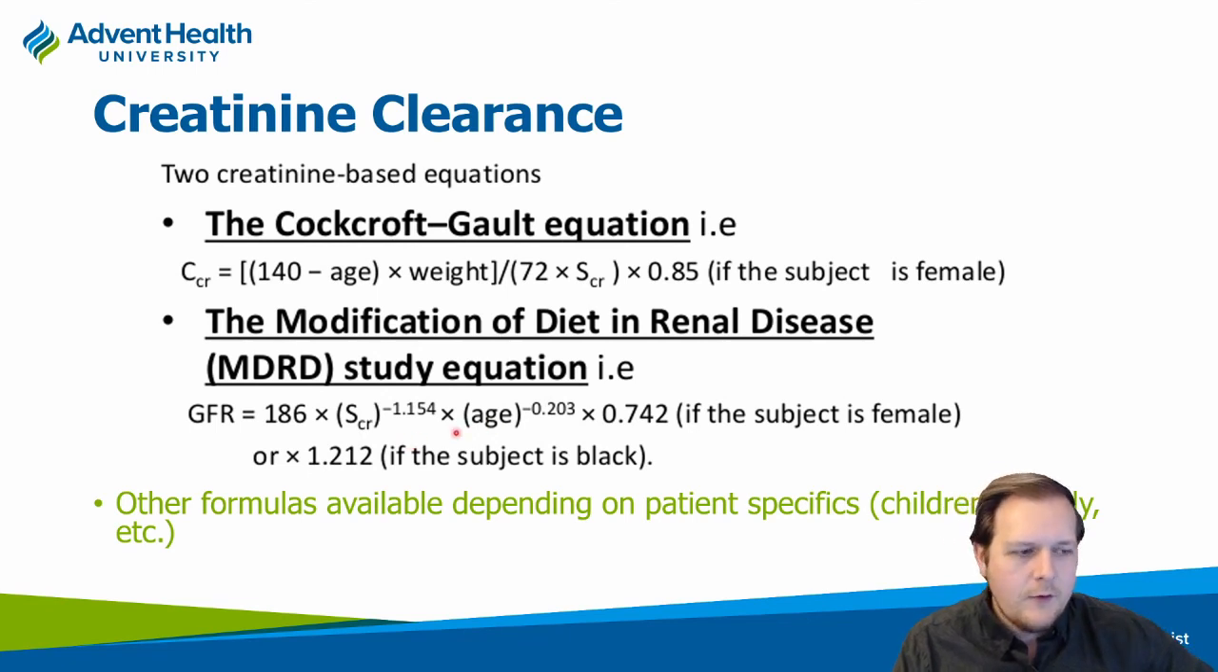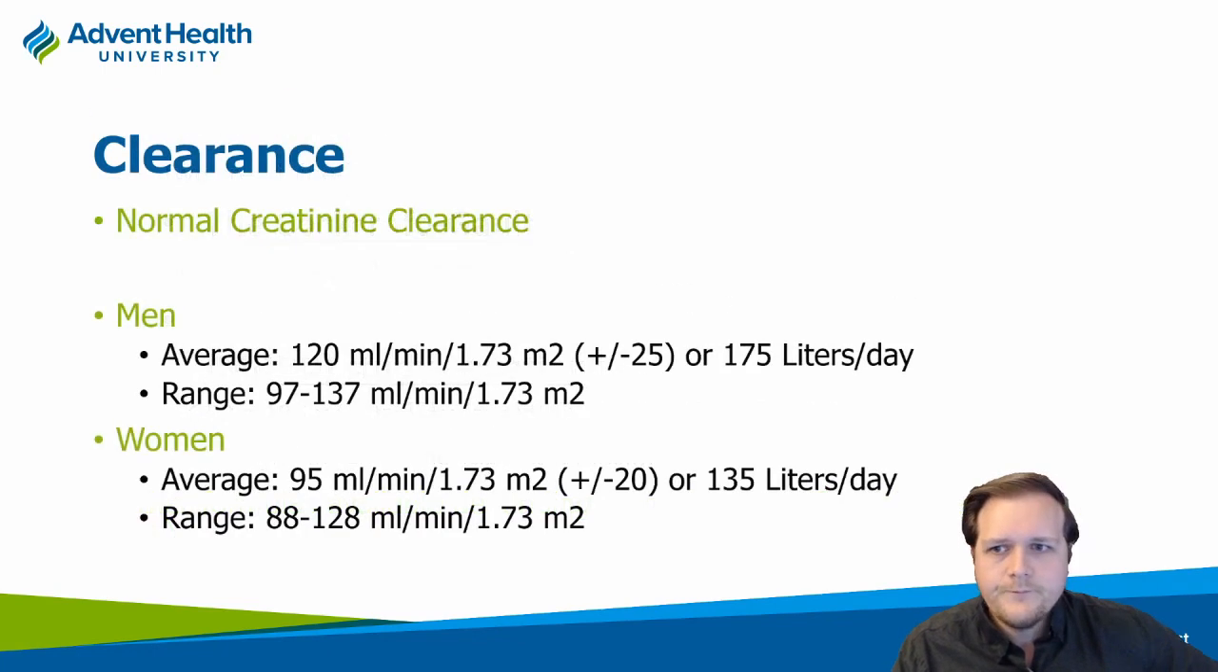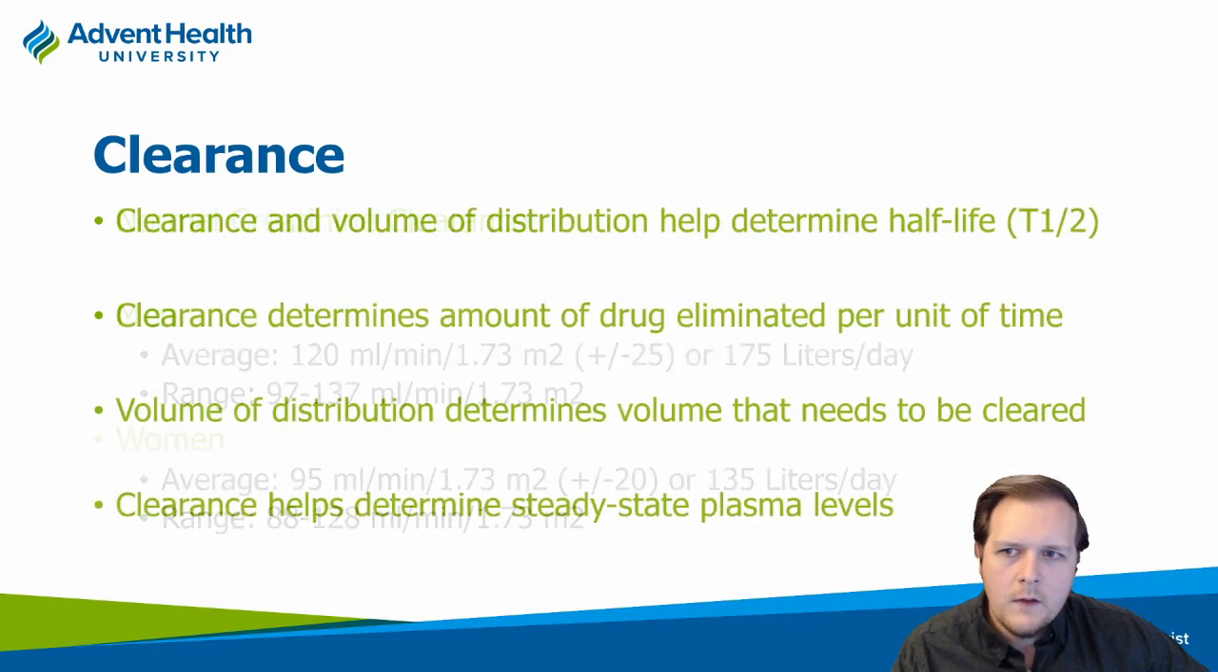So just know that there are different variables, but in general, as your age goes up, creatinine clearance goes down, and as serum creatinine goes up, creatinine clearance also goes down. Looking at normal values for a male patient, you may see something like 120 mLs per minute per 1.73 meters squared, but it can range depending on many factors. Generally, around 100 or so is pretty average in terms of creatinine clearance.